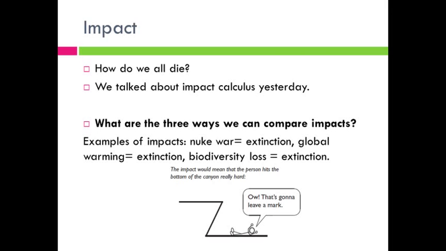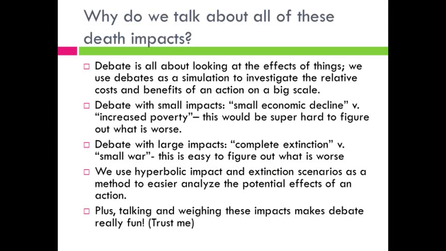So let's think back. What are the three ways we can compare impacts? What are they? If you said probability, time frame, and magnitude, you'd be right. So before we go on and talk about impact calculus, I just want to give a couple examples of impacts. So like nuclear war causes extinction, global warming causes extinction, biodiversity loss causes extinction, resource wars causes extinction, disease causes extinction. All of these things are examples of impacts that we have in debate rounds.